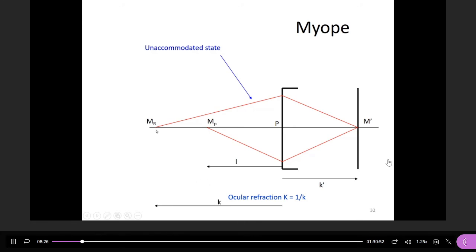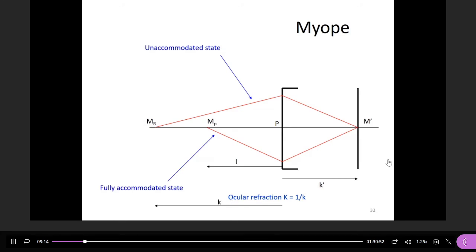Remember, in the last diagram, the far point distance k will be at infinity. The small k will be at infinity, and therefore the ocular refraction will be equal to 1 divided by infinity, which is close to 0. Okay, no refractive error. This is the situation where you have a myopic patient. As you can see, the small k has a negative value, and so does the big K as well. So this patient is a myopic patient with a negative refractive error.